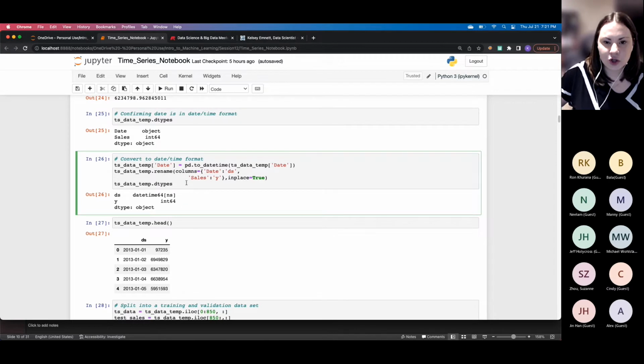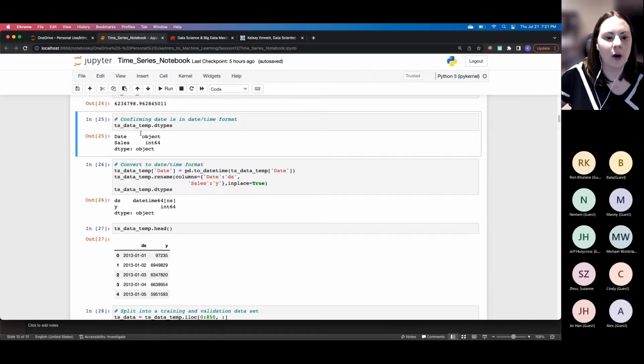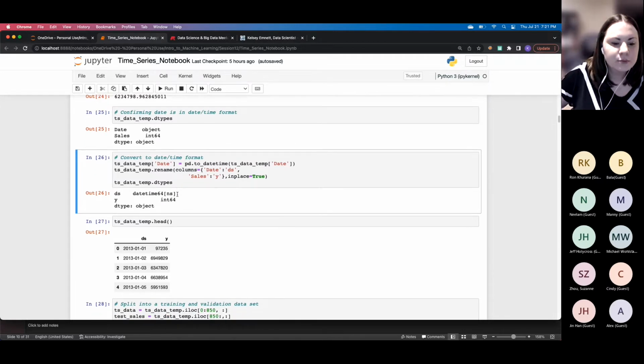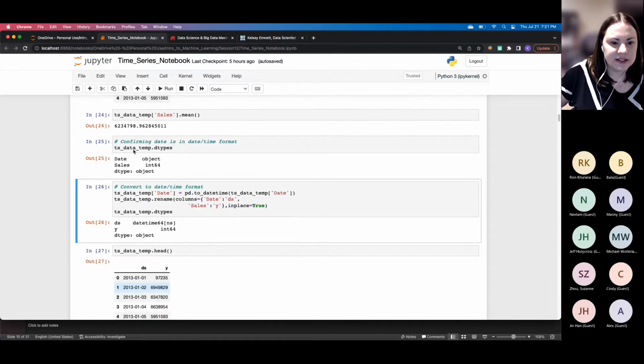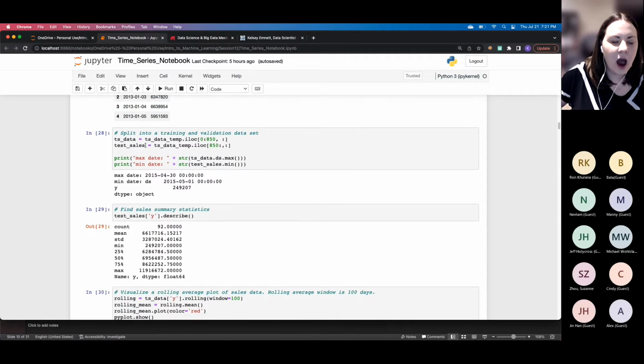So here, make sure before you run any time series that your date is in date format, because you can see that's the first thing I checked. The date was an object, not a date time. So I then converted it to a date. You've got to make sure your data is in the right format or the model won't know what to do with it. So now you can see that the date has been converted. And here I'm splitting my data into training and validation data sets. I'm going to talk about that a little bit more later on in my slides, so we'll come back to this.